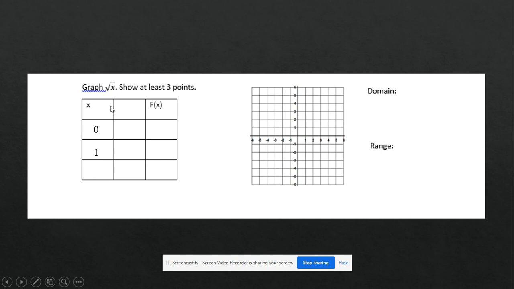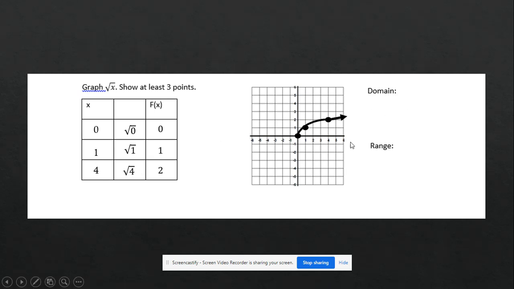Now, I would not pick 2 because you can't do the square root of 2 and make it a nice, pretty whole number. So the next perfect square would be 4. All right, so 1, 2, 3. That's 3 points. So we're going to stick each of those in for x into this problem, and then we're going to answer that. So square root of 0 is 0, square root of 1 is 1, square root of 4 is 2. All right, so you got your 3 ordered pairs. We're going to graph (0, 0), (1, 1), and (4, 2). And then we'll go ahead and connect it, and there's your square root graph.